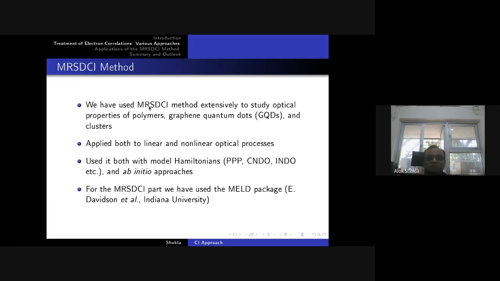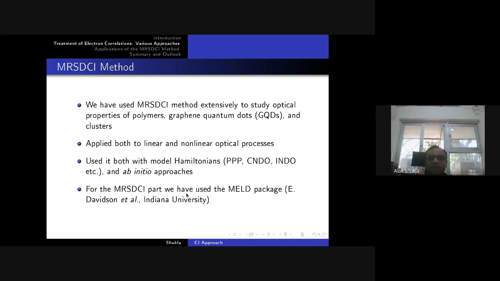So in our group we have used the multi-reference singles and doubles CI approach, MRSDCI, to study optical properties of polymers, graphene quantum dots, and also clusters. We have applied it to study both linear and non-linear optical processes. But here the examples I'll be discussing will be linear optics, because non-linear optics becomes more complicated. We have used it with model Hamiltonians like PPP, meaning Pariser-Parr-Pople, CNDO, INDO, etc. And also we have used it for ab initio approaches, particularly for clusters.